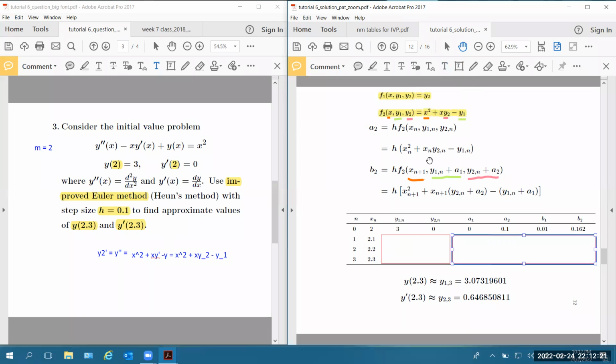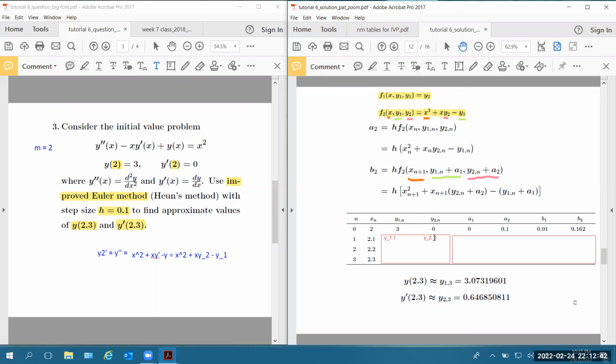This is your what? Y. This is your y subscript 1, 1. Okay. And then you come to here. It's your y subscript 2, 1. So this is your 1, 1. This is your 2, 1, right?